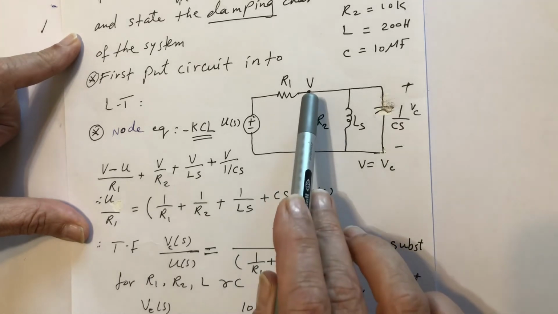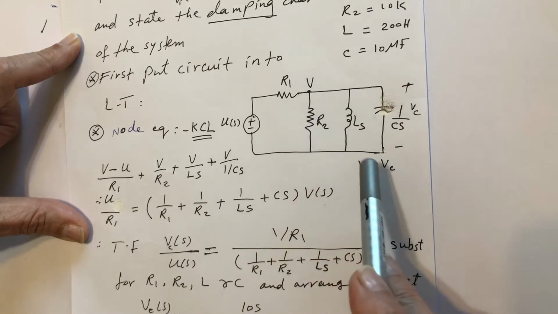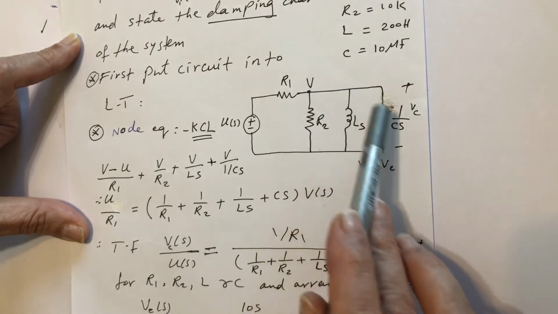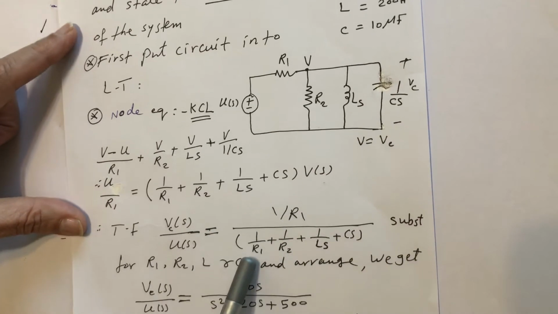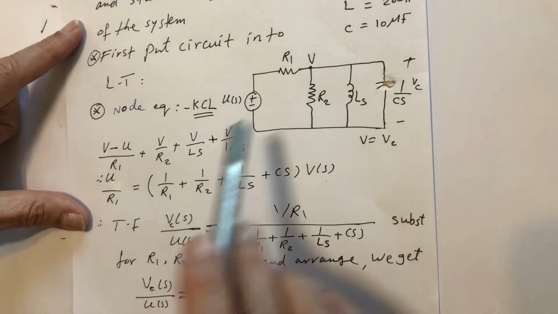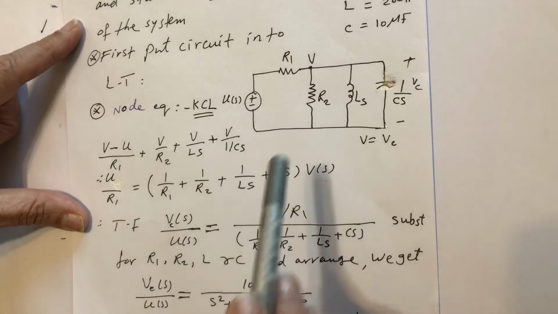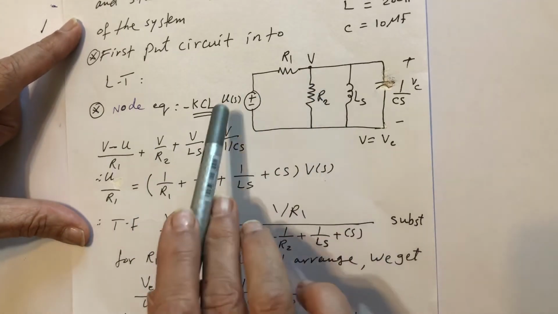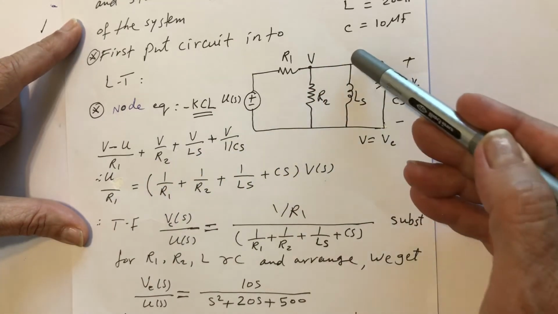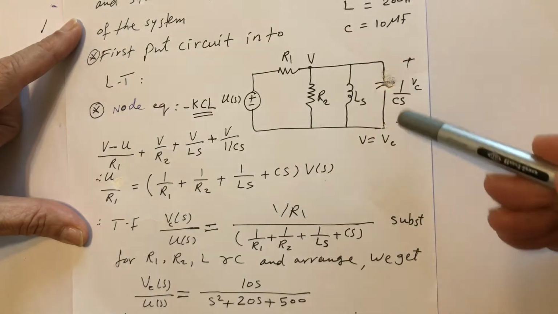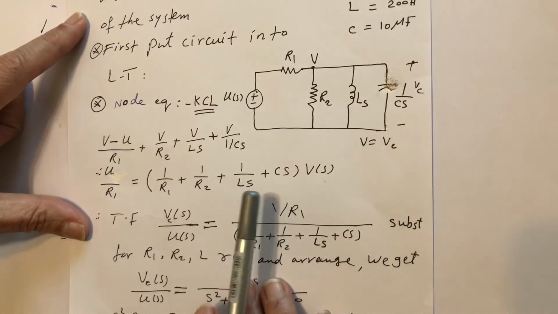And I'll use the node method because, as you see, all these are parallel. So I have only one node. All this is the same node, so it will be easier than if you take meshes. No meshes here, okay? We'll write the node equation using Kirchhoff's current law. So V minus U over R1 plus V over R2 plus V over LS plus V over 1 over CS. So I will have this equation. I hope it's clear for you.